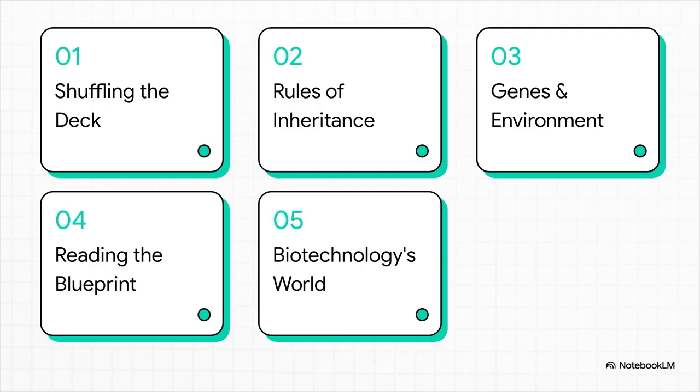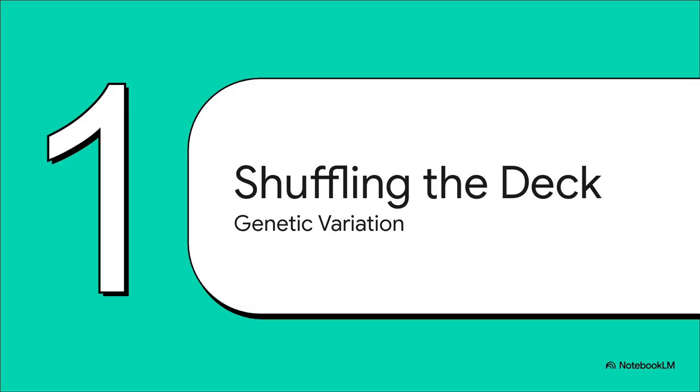Let's do this. First up, where does all this genetic diversity even come from? Well, you can think of it like this. Every single time a sex cell is made, it's like nature is shuffling a deck of genetic cards to deal a completely unique hand. And that whole shuffling process, it's called meiosis.